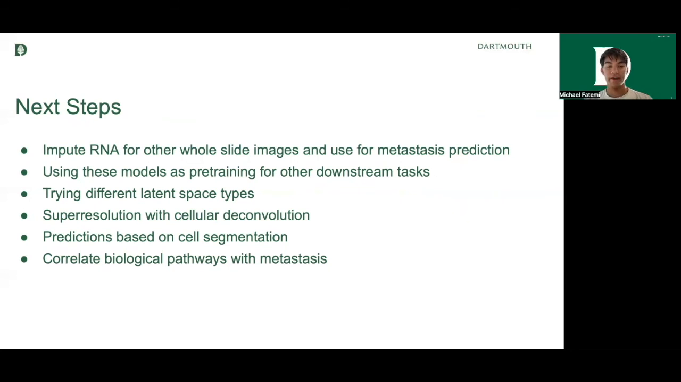Another thing we can try is looking at individual cells and incorporating that data to predict the gene expression for a location, rather than using the whole patch image through an inception model. And finally, we can use this spatial omics data to correlate which biological pathways are most associated with metastasis.